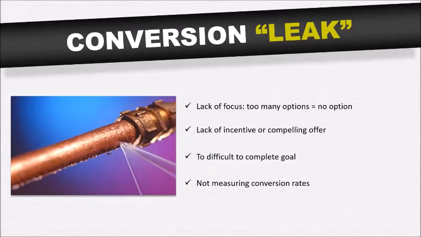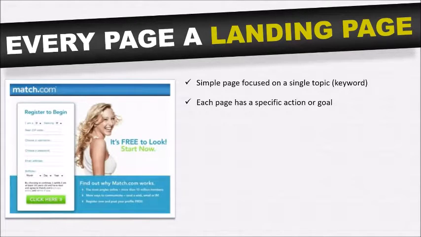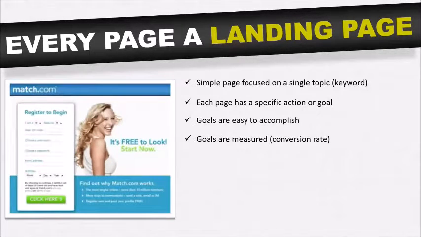In order to make sure, I want you to consider doing the following things. First, think of every page on your website as a landing page, and then try to create that page as if it is a landing page. And what I mean is make it simple. Make it a simple page focused on a single topic or a single keyword. Be sure each page has a specific action or a goal. Make those goals or actions easy to accomplish. Measure your goals or conversion rates on each page. Make the page streamlined with most other options eliminated.